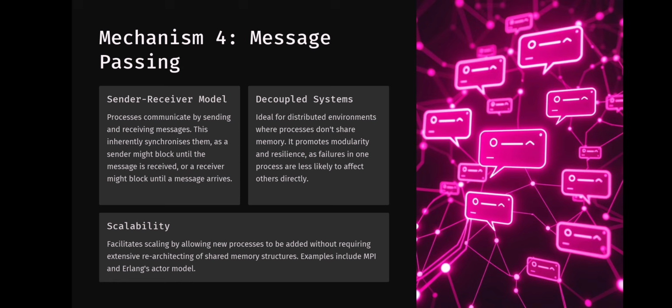Ideal for distributed environments where processes don't share memory, it promotes modularity and resilience, as failures in one process are less likely to affect others directly. Scalability: it facilitates scaling by allowing new processes to be added without requiring extensive re-architecting or shared memory structures. Examples include MPI and Erlang's actor model.